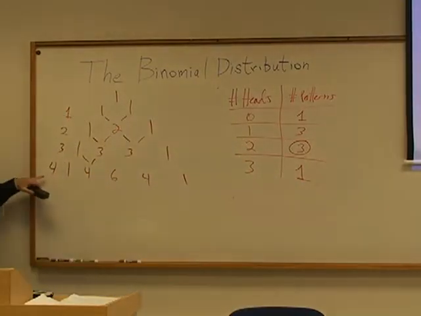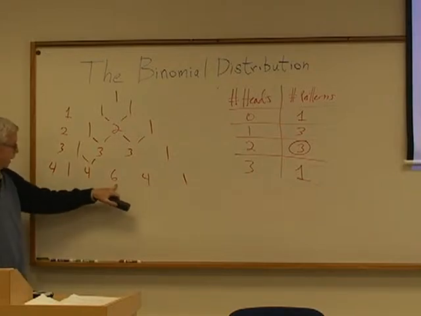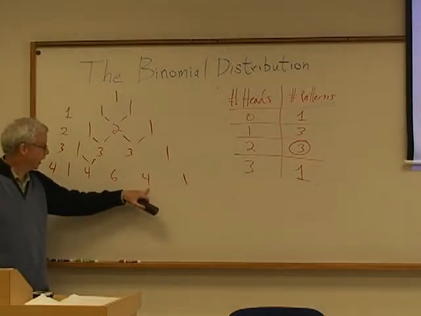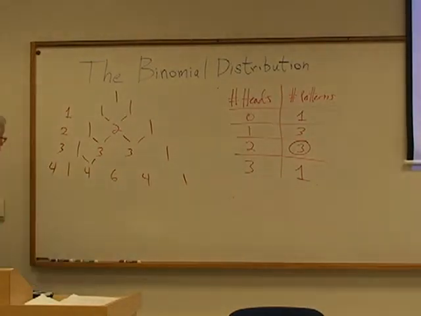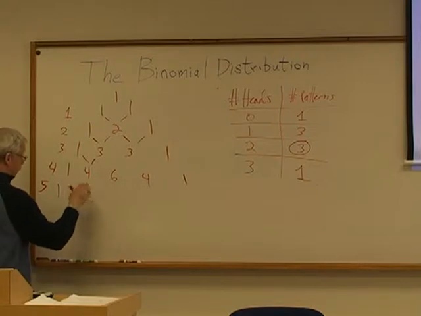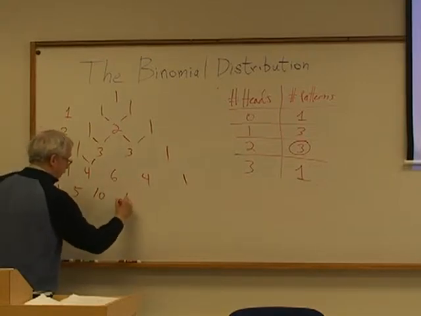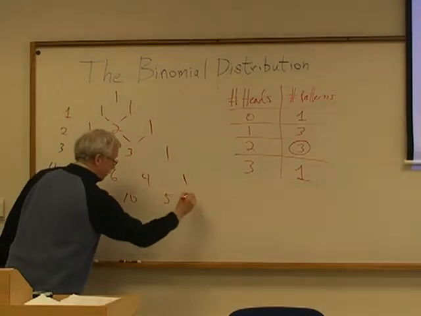So this says if I try something 4 times, there's only 1 way to fail every time, 4 ways to get 1 success, or 1 heads, 6 ways to get 2, 4 ways to get 3, and 1 way to get 4. But what if I do it 5 times? Well, again, I bring down my 1, 4 plus 1 is 5, 4 plus 6 is 10, 6 plus 4 is 10, 4 plus 1 is 5, and 1.